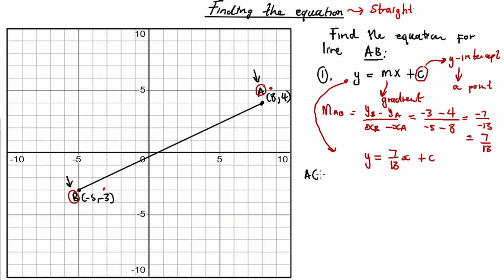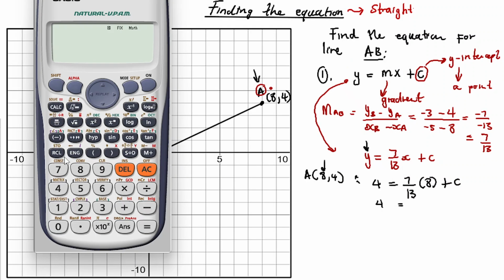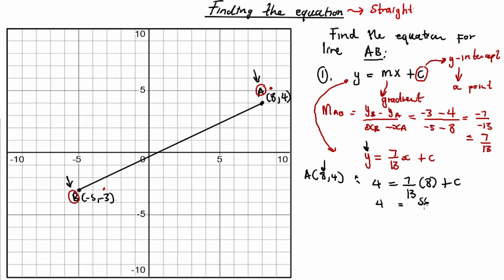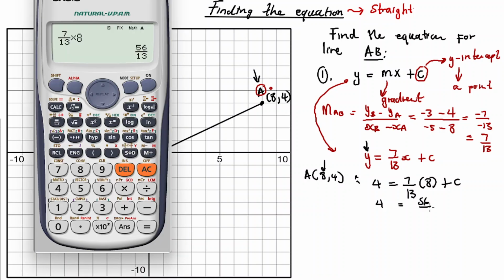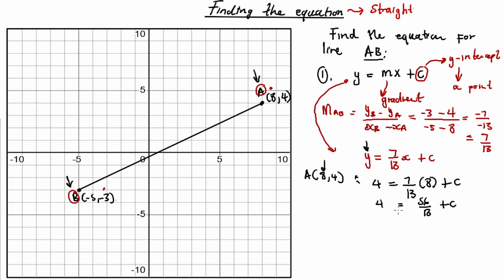So we're going to say A, 8 and 4. Then where there's y, we're going to substitute the 4. Then it's going to be 7 over 13, open bracket, x, which is 8, plus c. Then 4 is equal to 7 over 13 times 8, which is equal to 56 over 13, plus c. Then transpose this value so that we can get the value for c.